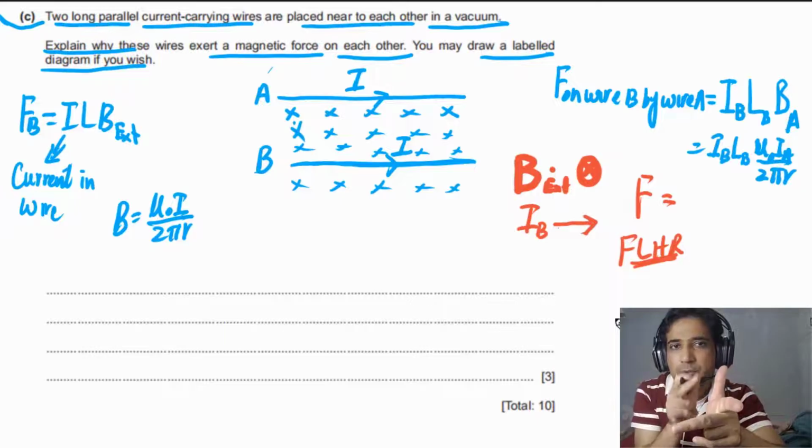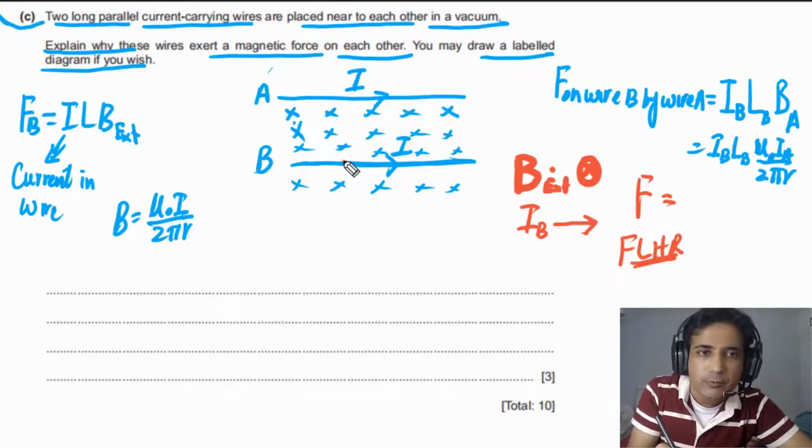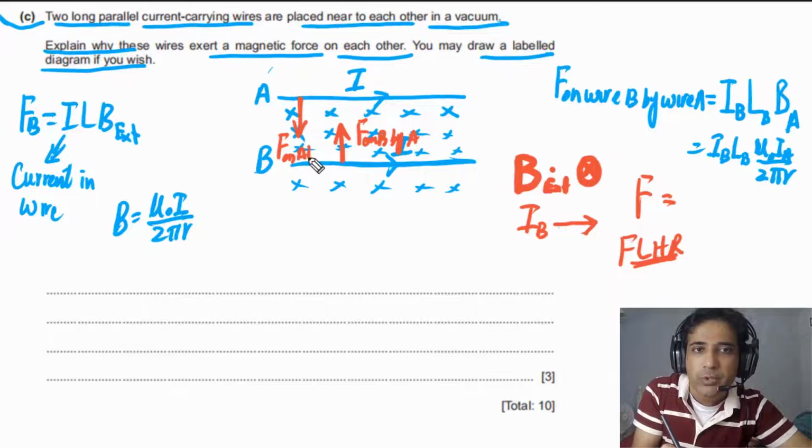So the force on wire B is upwards, meaning this force will be attractive. So there will be an attractive force on this wire upwards. This is the force on B by A, and there will be a force on wire A as well, action and reaction forces. That will be pointing down, meaning these two wires will attract each other. So we can say the force on A by B will be pointing down.